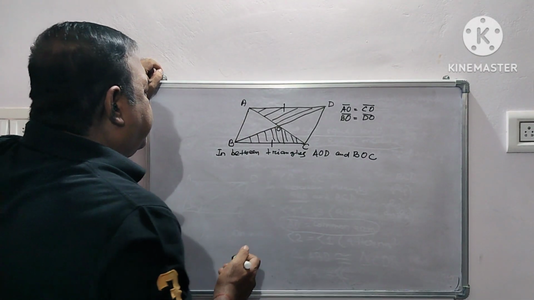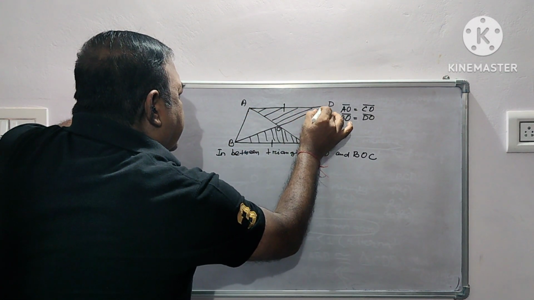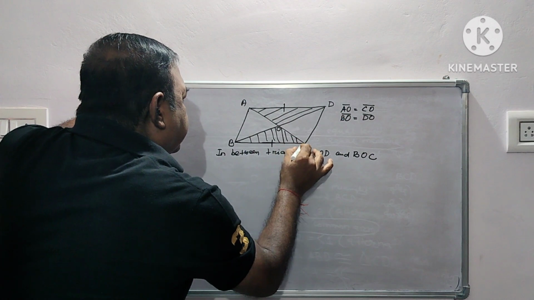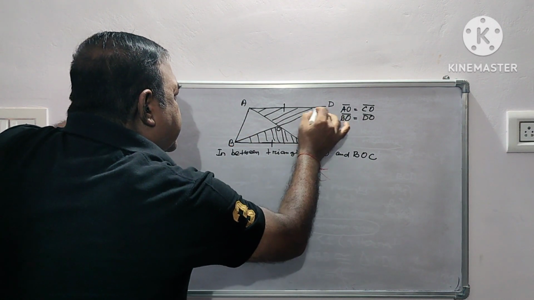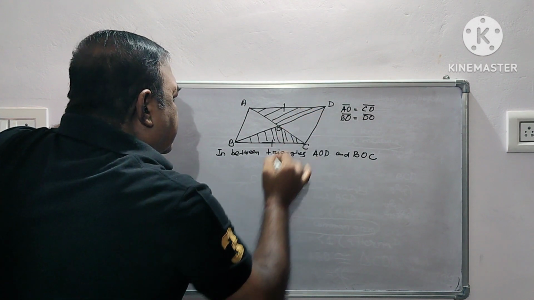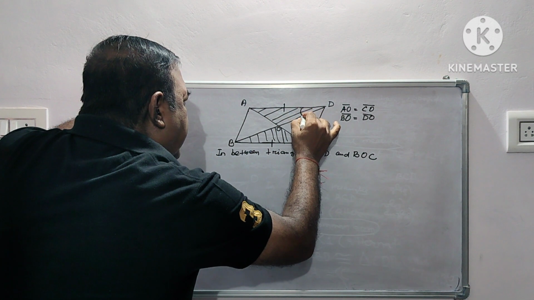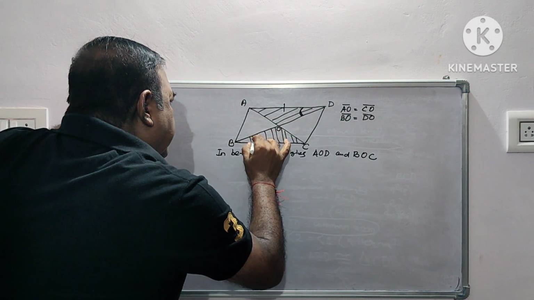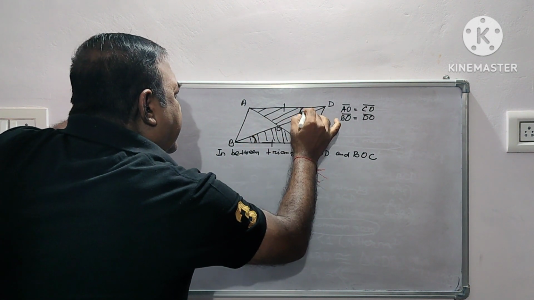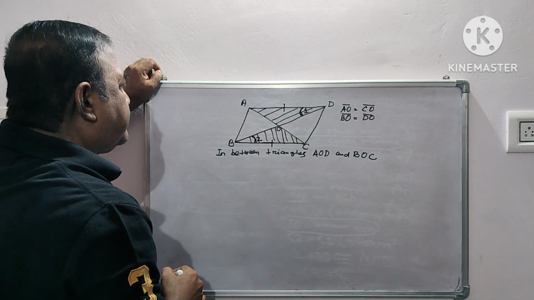And you see here, AD is parallel to BC. BD is the transversal. Yes or no? So this angle is equal to this angle. Let the angle be 1 and let this angle be 2.